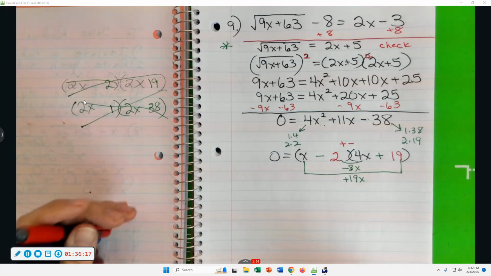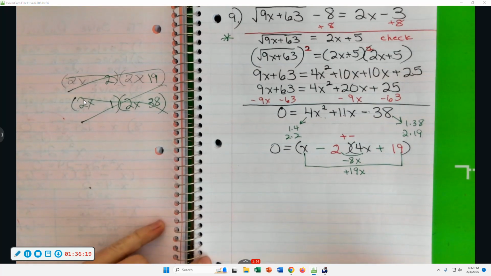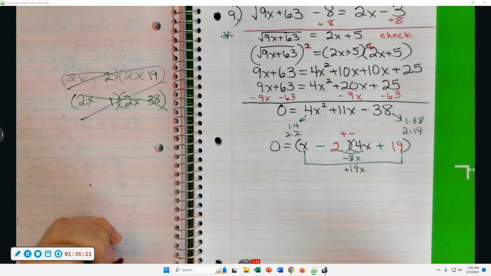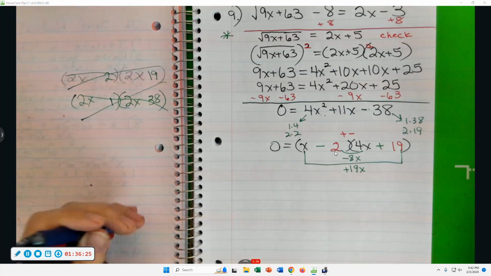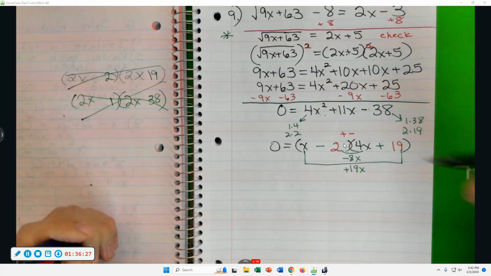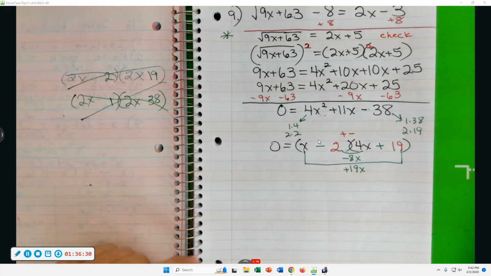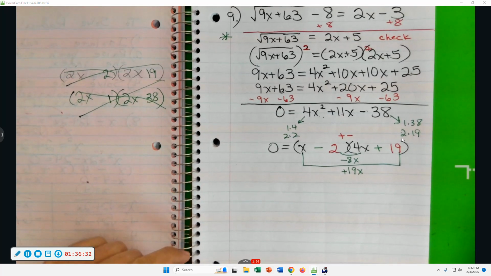Do y'all follow that? There's a lot of thinking going on here. Everything we've done this semester, from radicals to solving equations, it's all coming into play in this one assignment. Any questions before we go on?